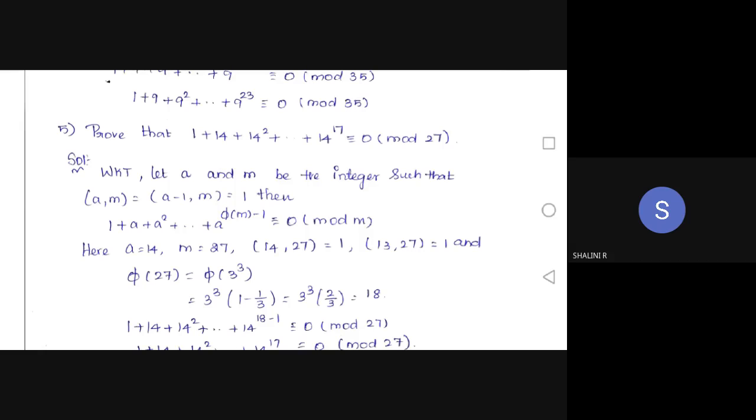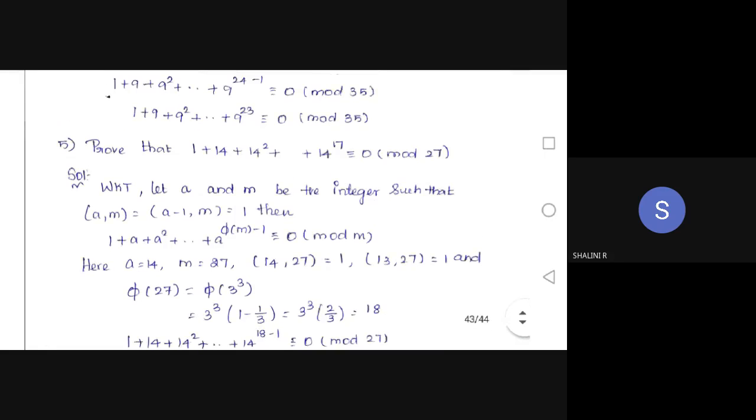Then find phi of 27. Phi of 27 is equal to, so 27 is 3 cube. So phi of 3 cube is equal to 3 cube into 1 minus 1 by 3, which simplifies to 18.